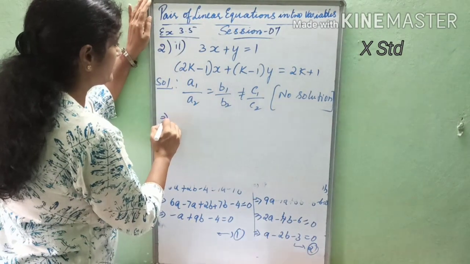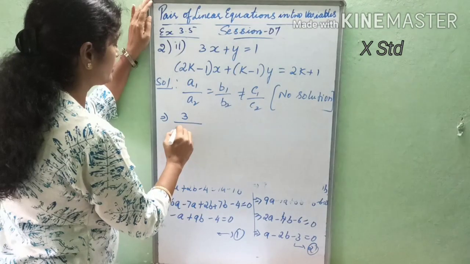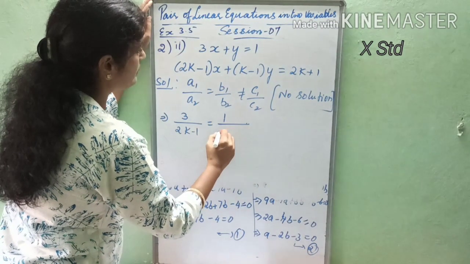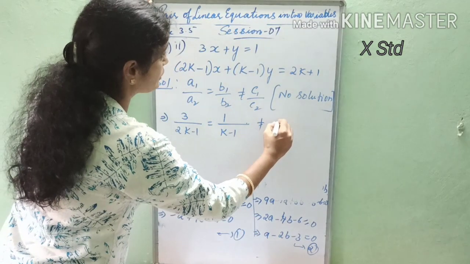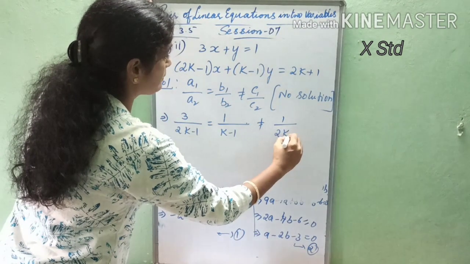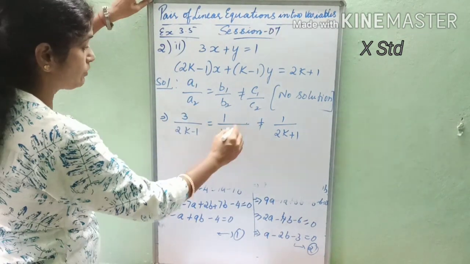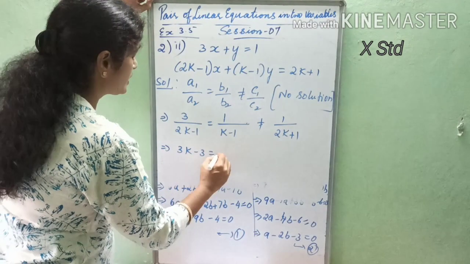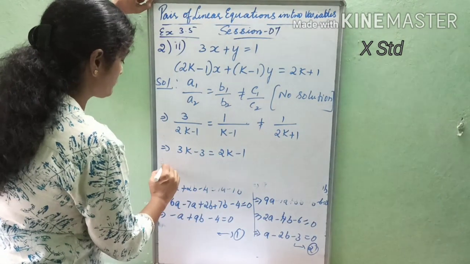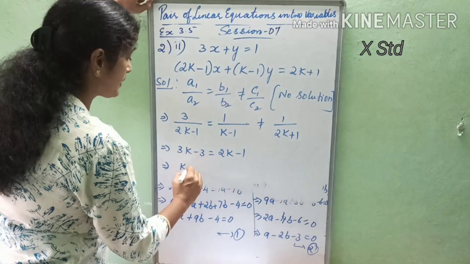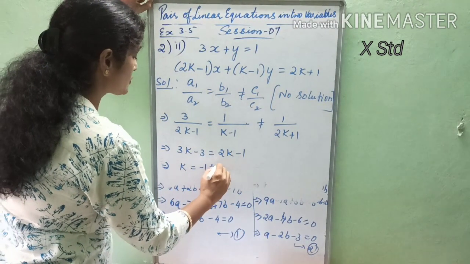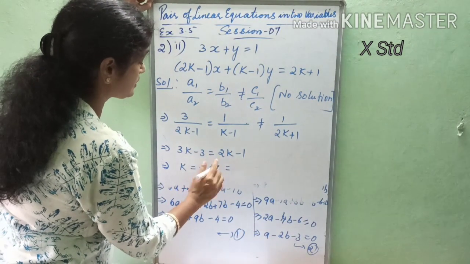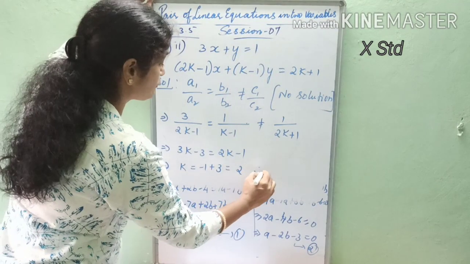So this will imply, what is A1? It is 3. A2 is 2k minus 1 is equal to B1. B1 is 1. B2 is k minus 1. This is not equal to 1 by 2k plus 1. Now we will focus on which is equal to. So these two we will take up. So cross multiply. 3k minus 3 is equal to 2k minus 1. If you take this, it is k is equal to minus 1 plus 3, so that is equal to plus 2. Therefore k equal to 2.